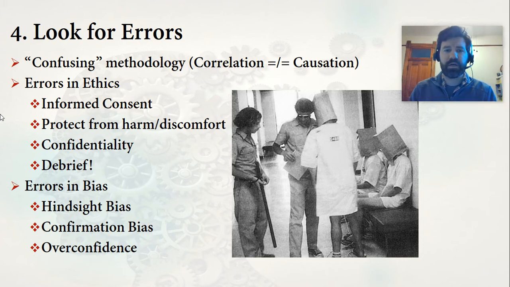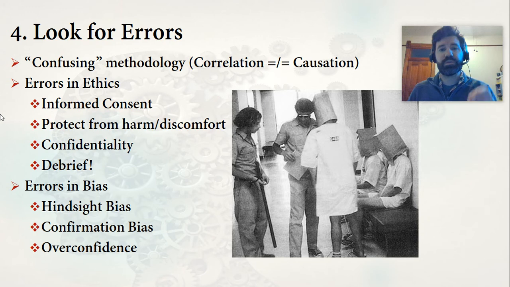Protect from harm and discomfort. You want to avoid any experiments that may cause physical or psychological harm. I have that picture of Zimbardo's prison study where those participants were clearly harmed psychologically. Confidentiality: we cannot produce or publish results that have identifying information in them. And so you can rest assured, if you participate in an experiment, that you can remain anonymous if you choose to. And then debriefing.